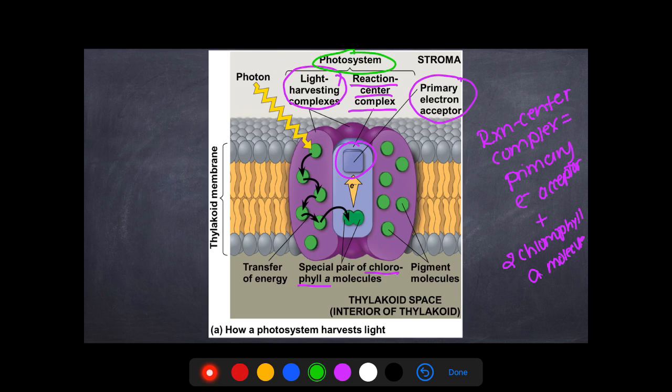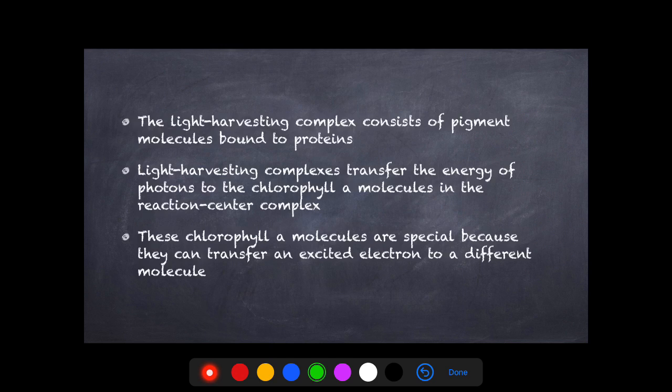And then the reaction center complex as well as the light harvesting complex both make up a photosystem. A light harvesting complex is made up of pigment molecules that are attached to proteins. The light harvesting complexes will also transfer the energy that they get from photons to the chlorophyll A in the reaction center complex. I'm going to show you that in a second.